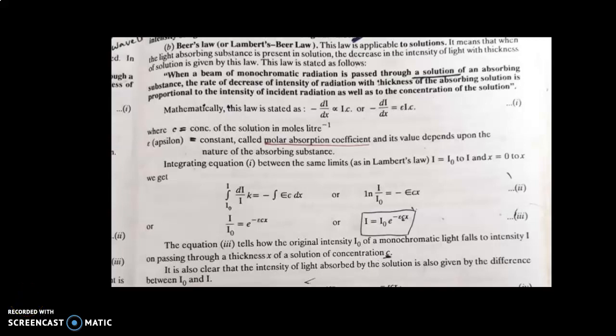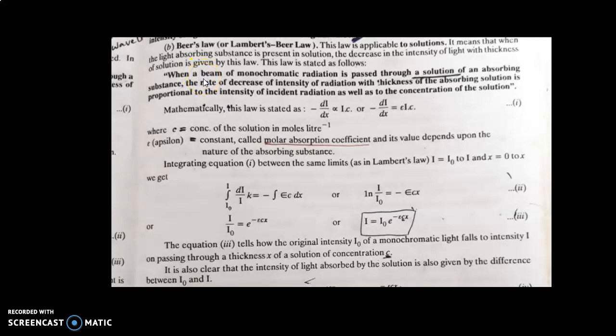Hello guys, today we will learn about Beer's law, also known as Lambert-Beer law. This is applicable to solutions. It means that when a light-absorbing substance is present in a solution, there is a decrease in intensity of light with the thickness of the solution.